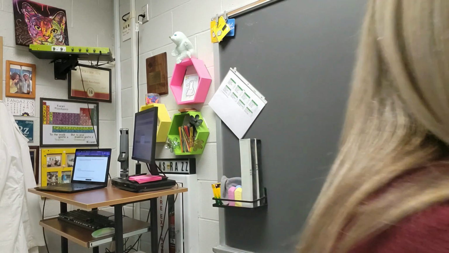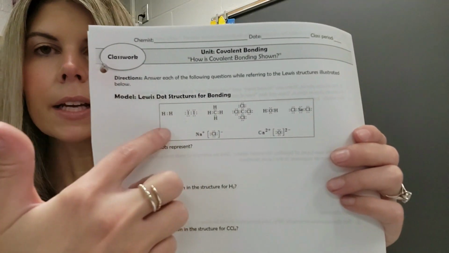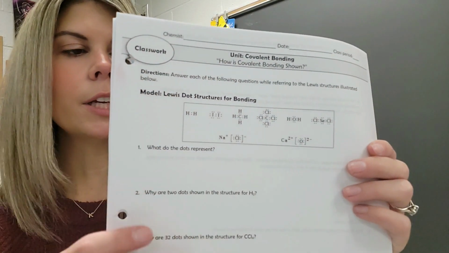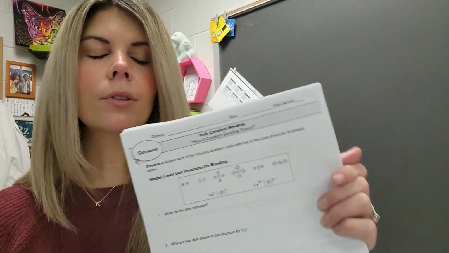I'll show you what it looks like. It's entitled, How is Covalent Bonding Shown? We've already done ionic bonding, as I mentioned, so you can see it has some ionic compounds and it's got the covalent compounds down here. But what I love about this sheet is the simplicity. The students analyze this model up at the top. They answer questions about it, like, what do the dots represent? Why does a certain structure have 32 electrons, like CCl4? Why does it have 32 electrons?